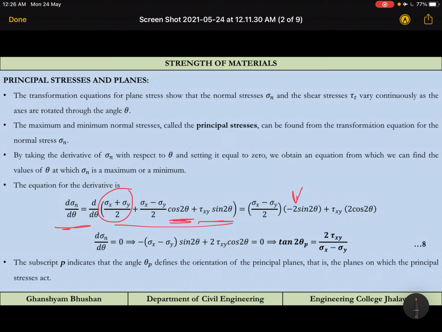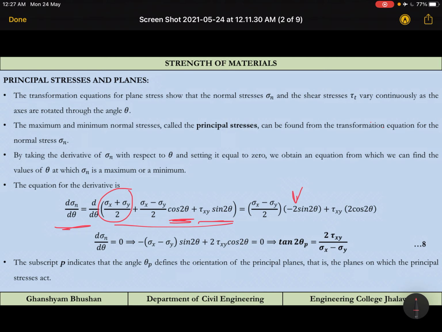Plus tau xy. Again only tau xy is constant and sin 2 theta is the variable. The derivative of sin theta with respect to theta is cos theta, and since the angle is 2 theta, the constant 2 comes out, so it will be 2 cos 2 theta.